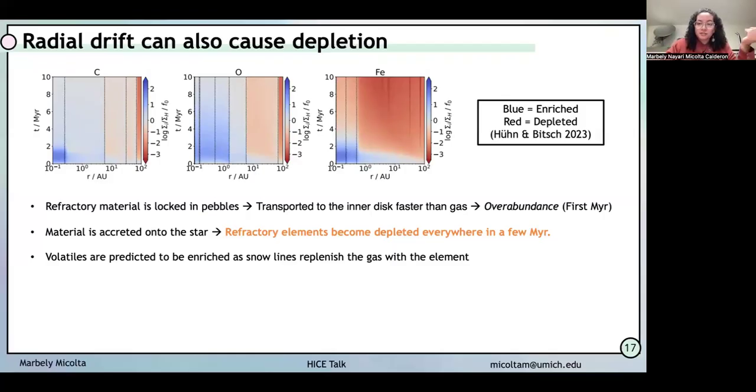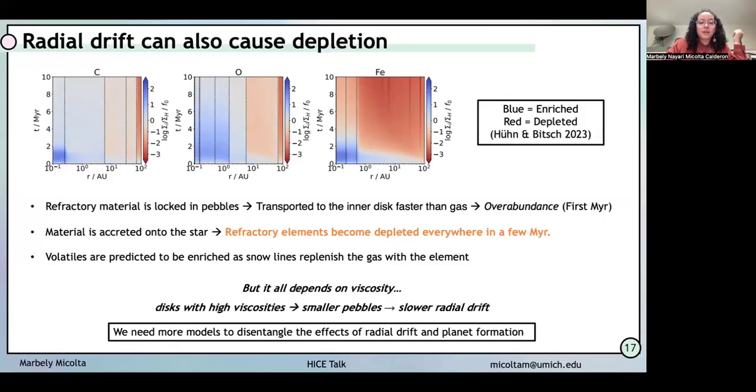So that's an interesting thing to have in mind. However, it all depends on viscosity. In theoretical models, if you have high viscosities, then you have a slower radial drift, and this is not significant. So we found that we need more models essentially to disentangle the effects of radial drift and planet formation, because we know at some point both things are happening. You will have radial drift and you have planet formation.